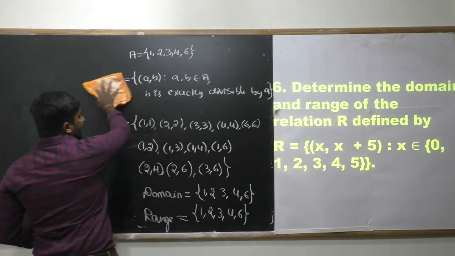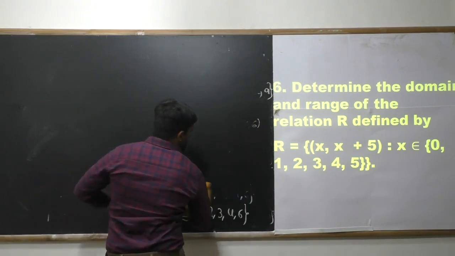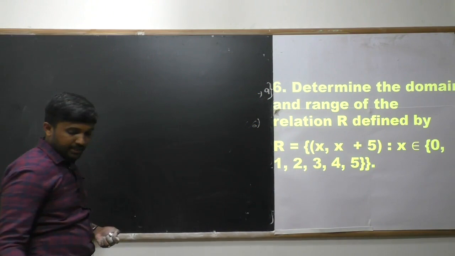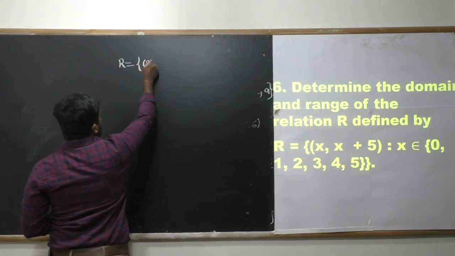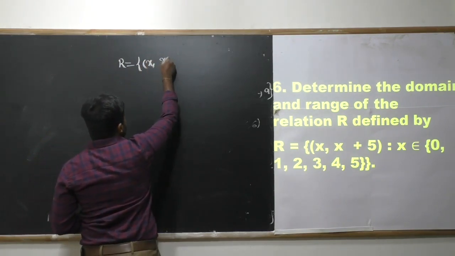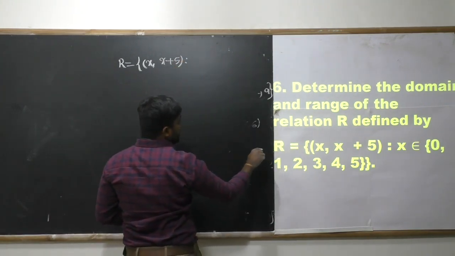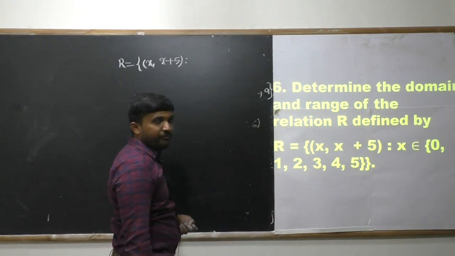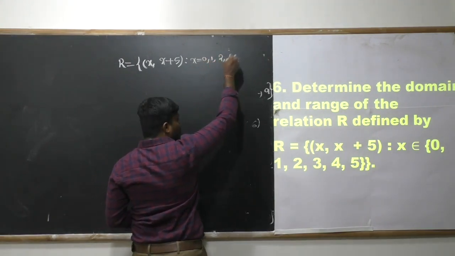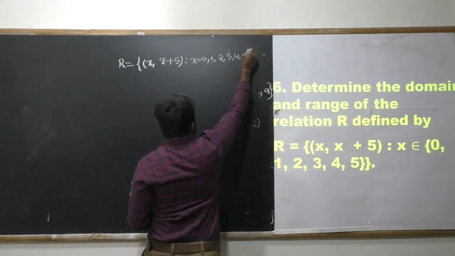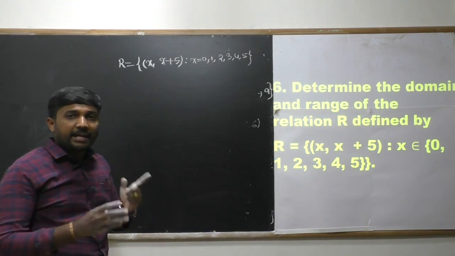Determine the domain and range of a relation R. How is the given relation R defined? R is equal to set containing ordered pairs x comma x plus 5, where x belongs to the set 0, 1, 2, 3, 4, 5. It means x takes the value either 0 or 1 or 2 or 3 or 4 or 5. What is the given question? Finding the domain and range.